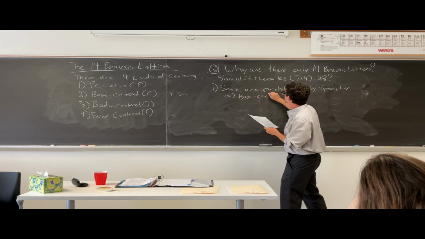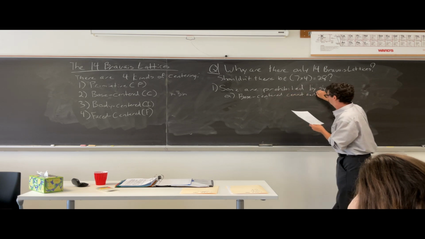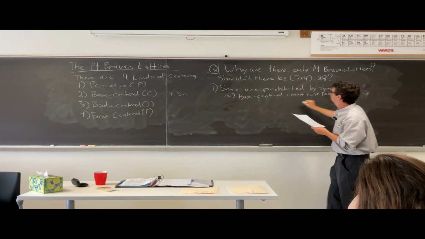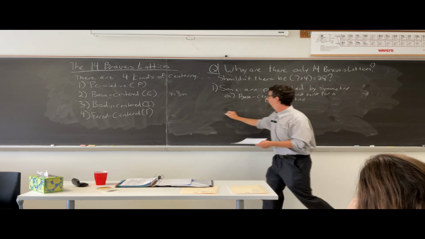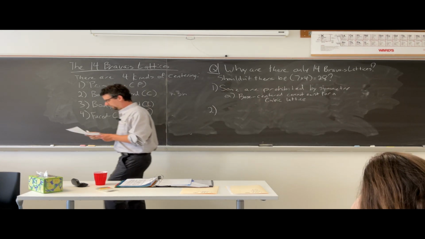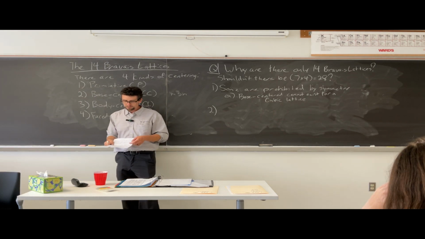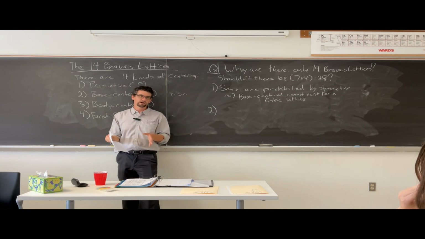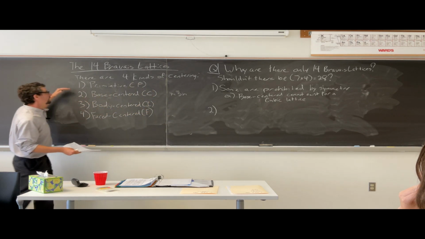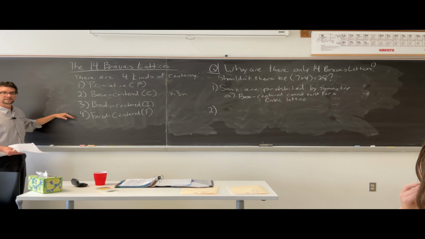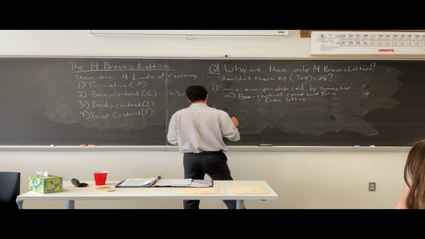So base centered cannot exist for a cubic lattice. And earlier I said a lot of times some of the others collapse into one another and they're made redundant. Like you could have this type of centering, but then it just turns into one of the other ones. So we just kind of group them together that way.